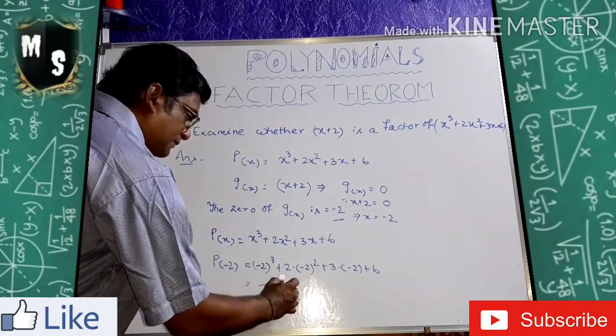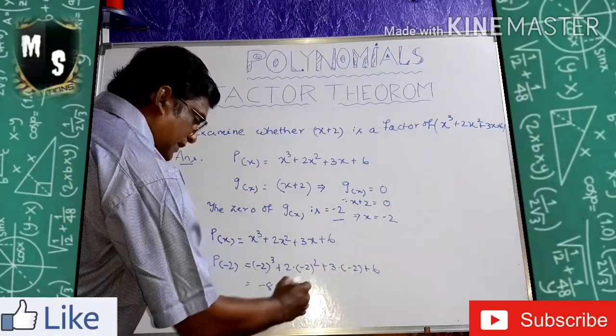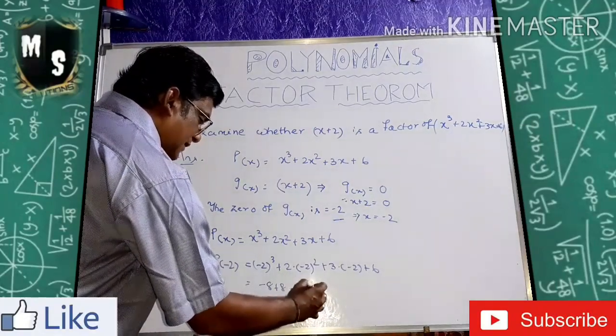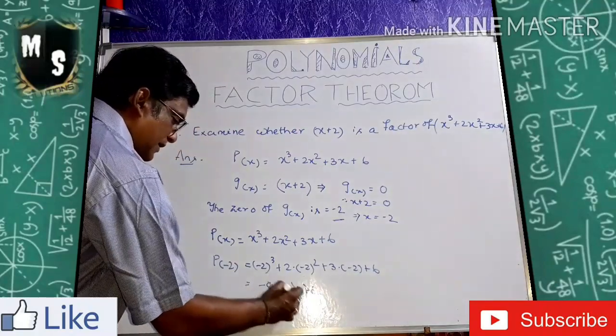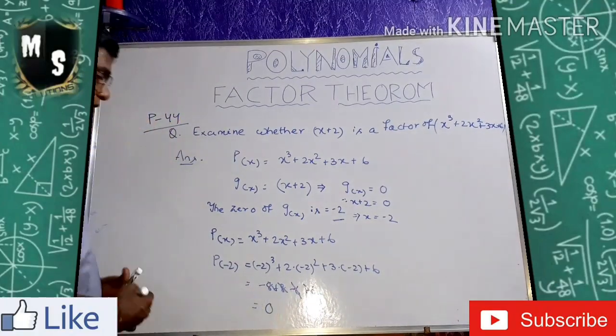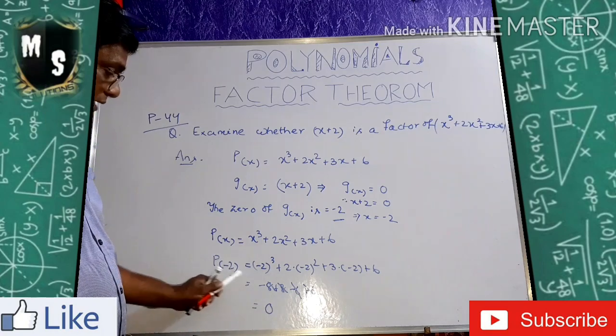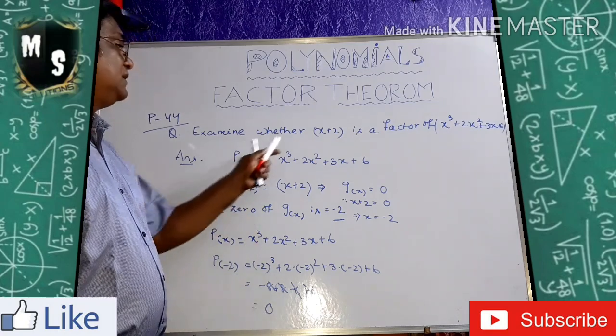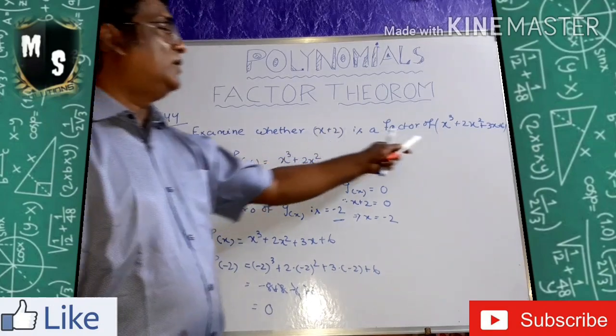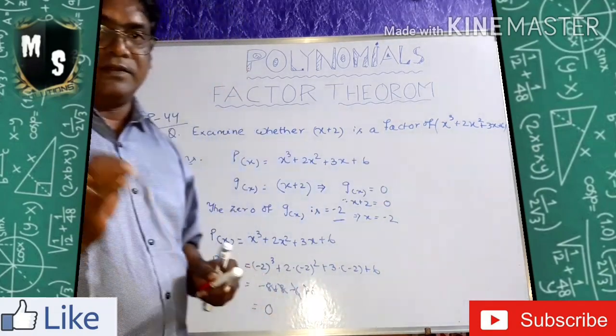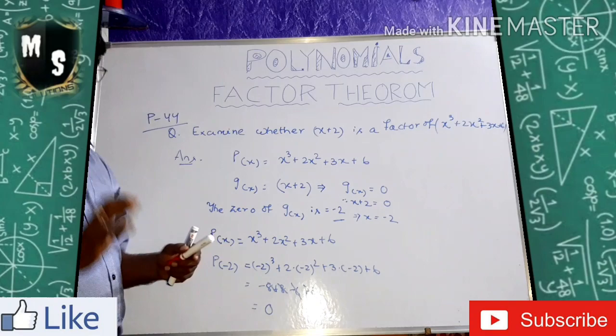4 2 is plus 8, then this plus into minus, minus 6, then plus 6. Now plus 6 minus 6 plus 8 minus 8 all cancel, coming 0. Now you got it, P of A comes 0. If P of A is coming 0, then compulsorily this is a factor of the polynomial P of x. That is the theorem stated above.